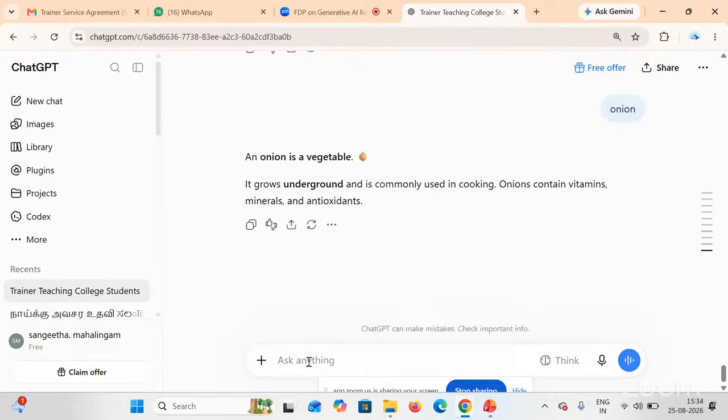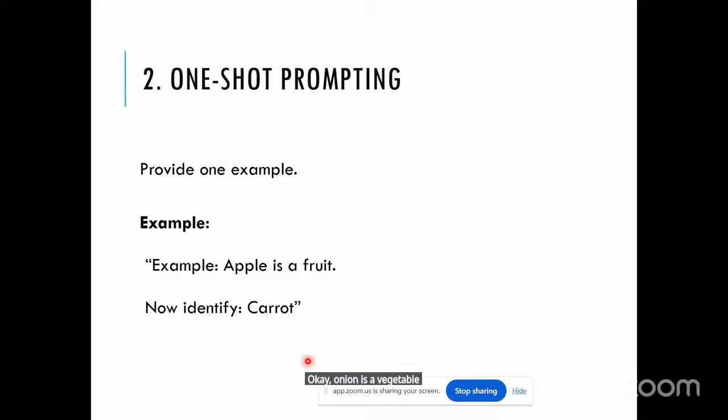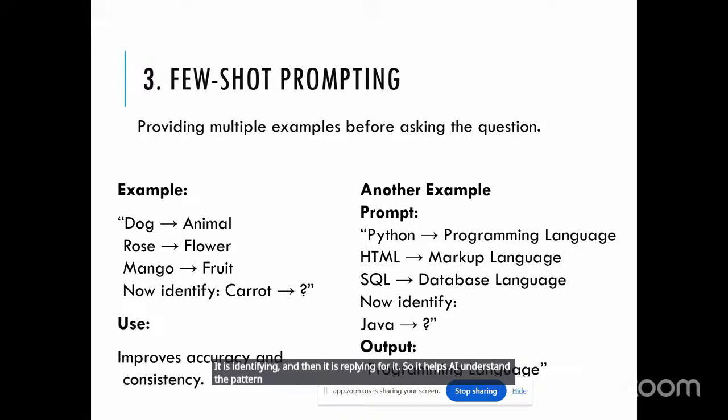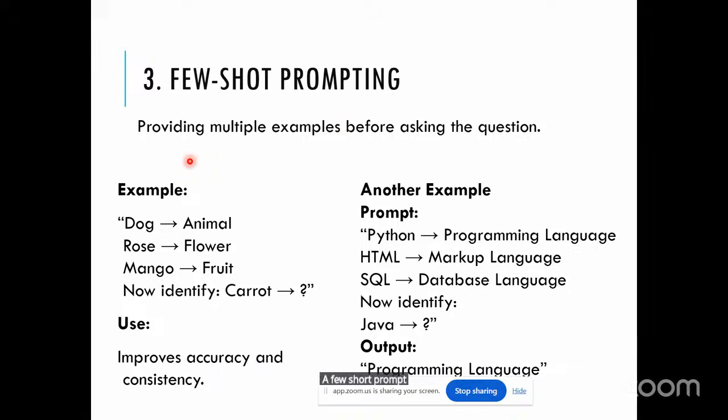Okay, onion is a vegetable. So similarly, whatever name we give, it is identifying and then replying for it. So it helps AI understand the pattern. Okay. So next is few shot prompting. Few shot prompting means providing multiple examples before asking the question.